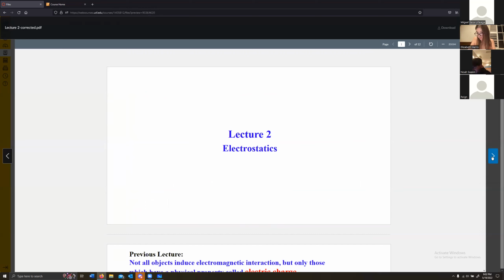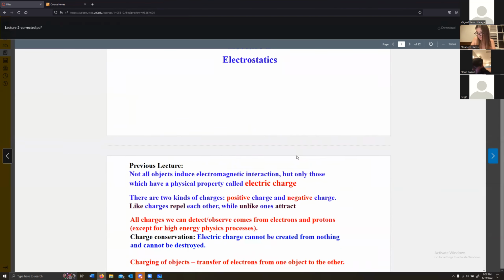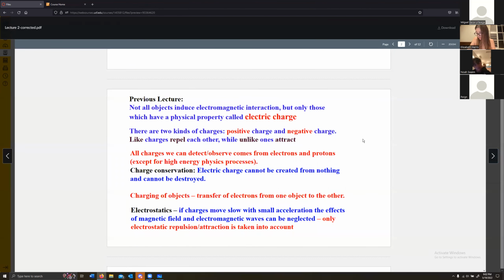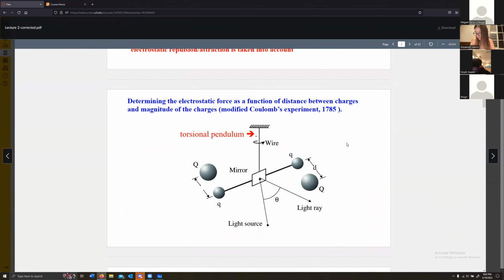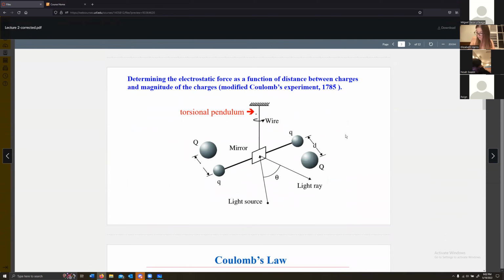Okay. Lecture 2, electrostatics. This is pretty important. One of the things we want to consider is that not all objects induce electromagnetic interaction. Two kinds of charges, positive and negative. All charges come from electrons and protons, except for high energy processes. Anyway, we're going to move on to determining the electrostatic force as a function of distance between charges and magnitude of the charges.